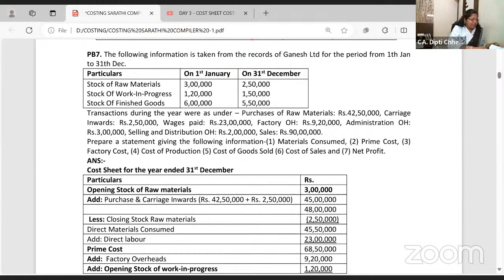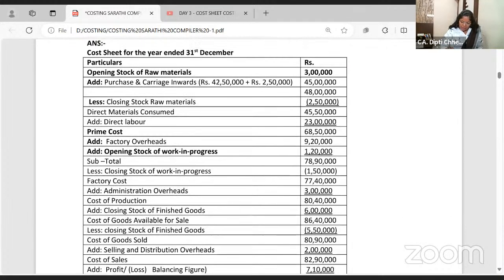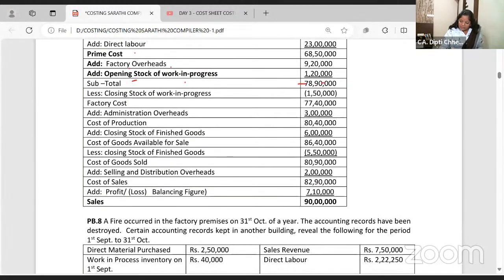Yeah, little detailed format of the cost sheet I want to teach now. Seventh problem is exactly same homework. First, second, sixth and seventh. देखो पूरा same. Opening stock plus purchases, carriage inward, closing stock, material consumed, labor, factory overhead, opening stock of work in progress. This total, frankly, they have done. You can skip also. Closing stock, factory cost, add administrative overhead, cost of production, minus closing finished goods. There's no opening.